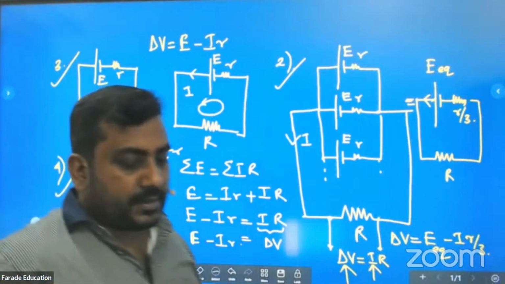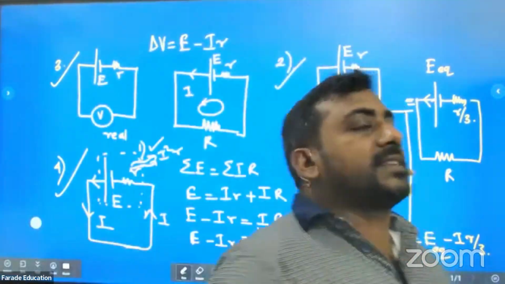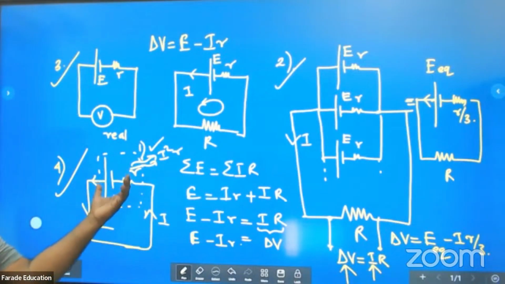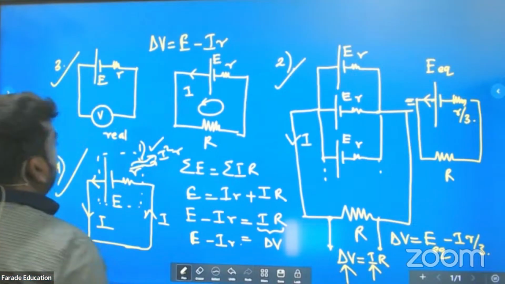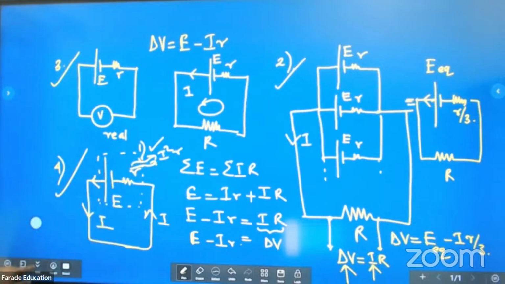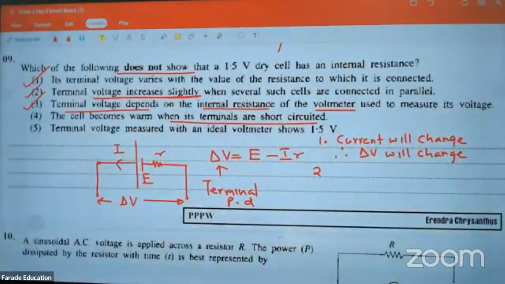When current passes, when it's short circuited, due to the heat produced by the resistor, we can say there is an internal resistance.